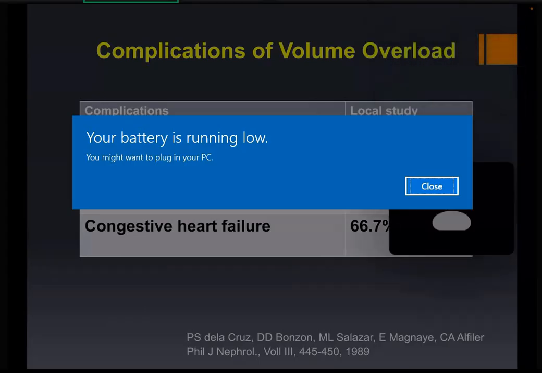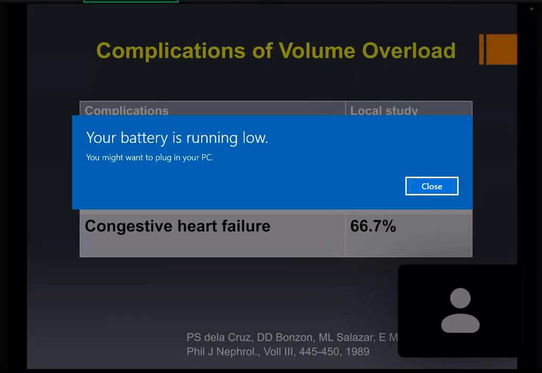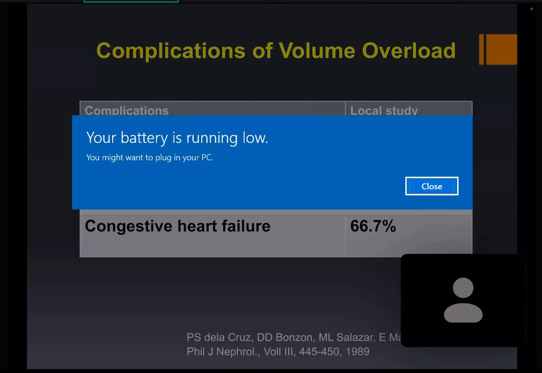Now, the complications of this condition: mostly the reason why they are referred to us is because of the hypertension, because of the complications of hypertension like encephalopathy and congestive heart failure.